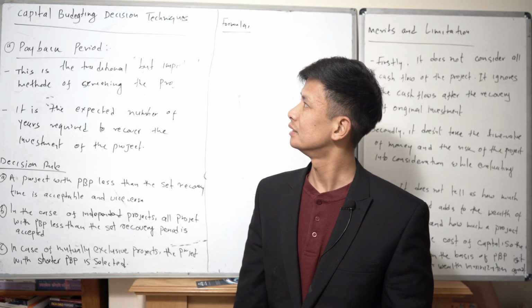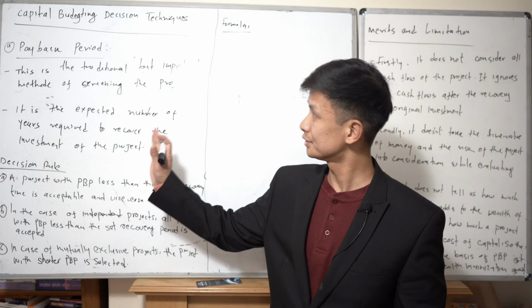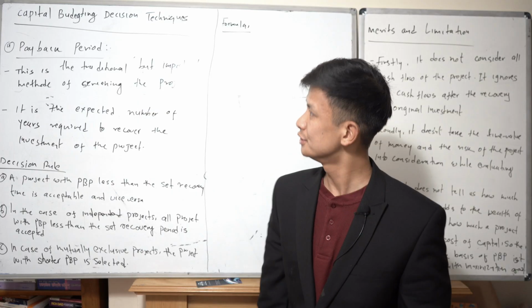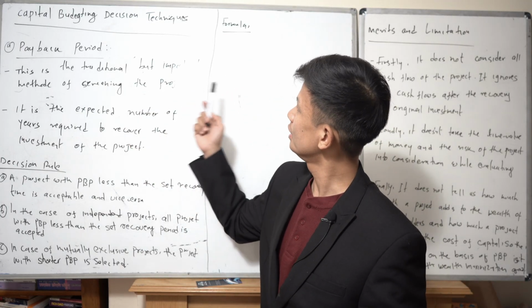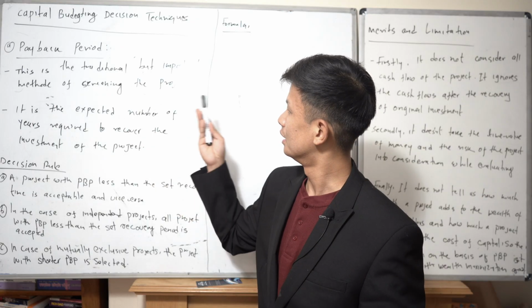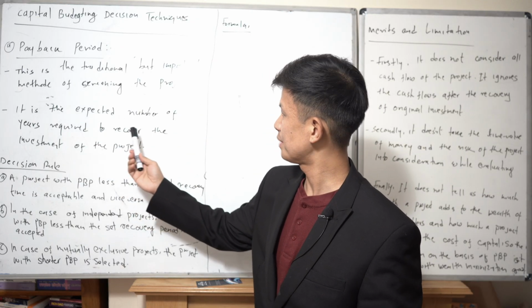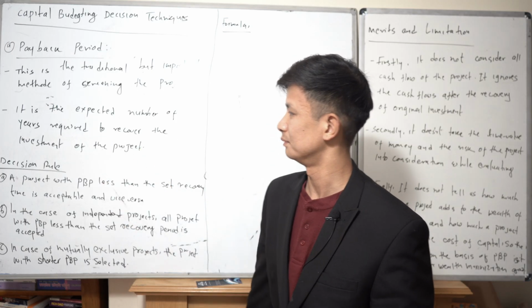Now let's have a look at the different capital budgeting decision techniques. The first and most famous technique is the payback period. What is the payback period? This is the traditional but important method of screening projects. It is the expected number of years required to cover the investment of the project.